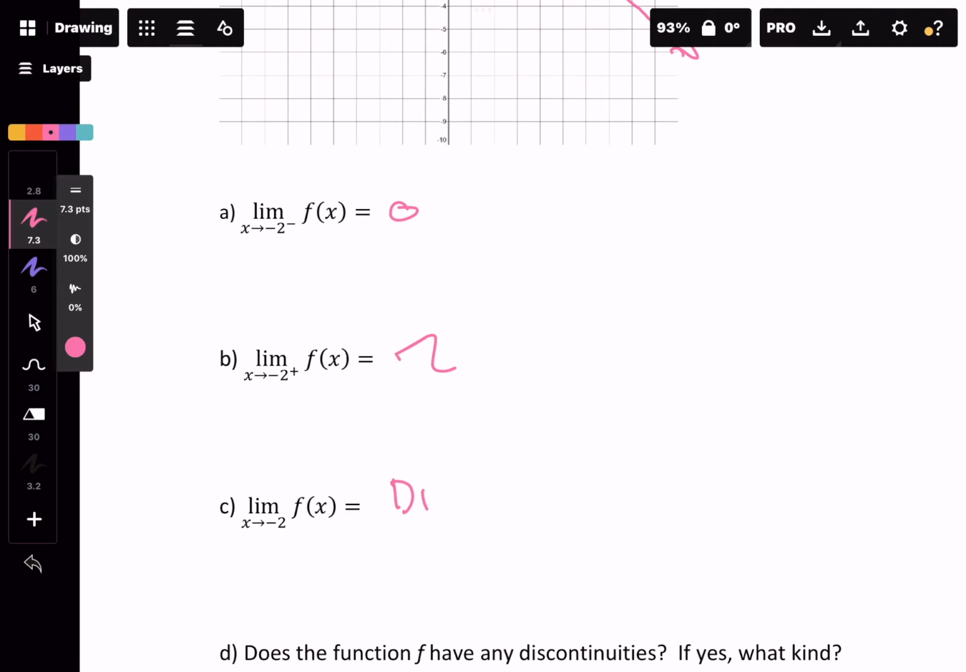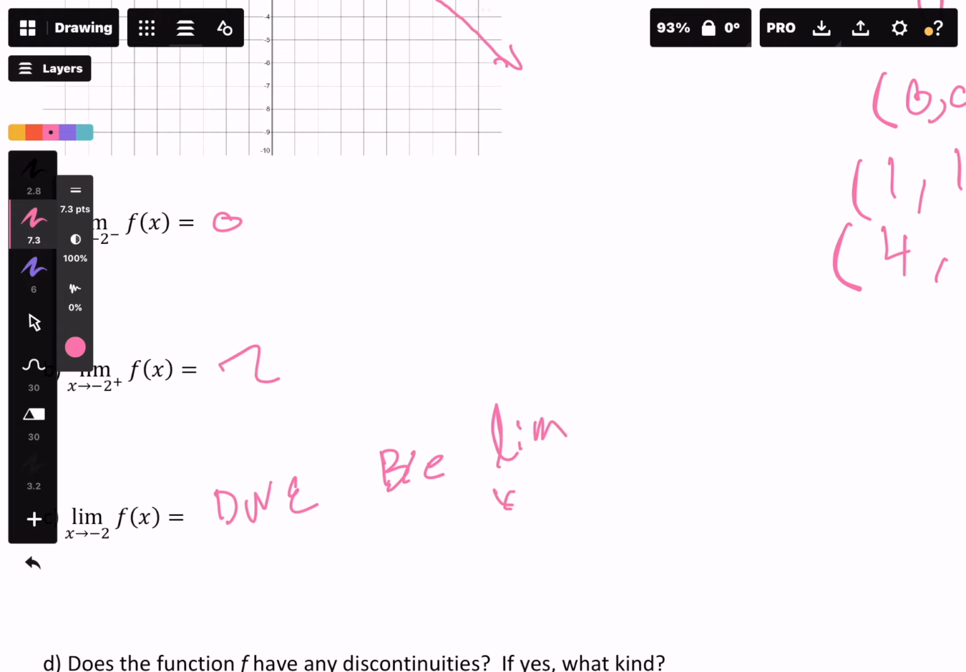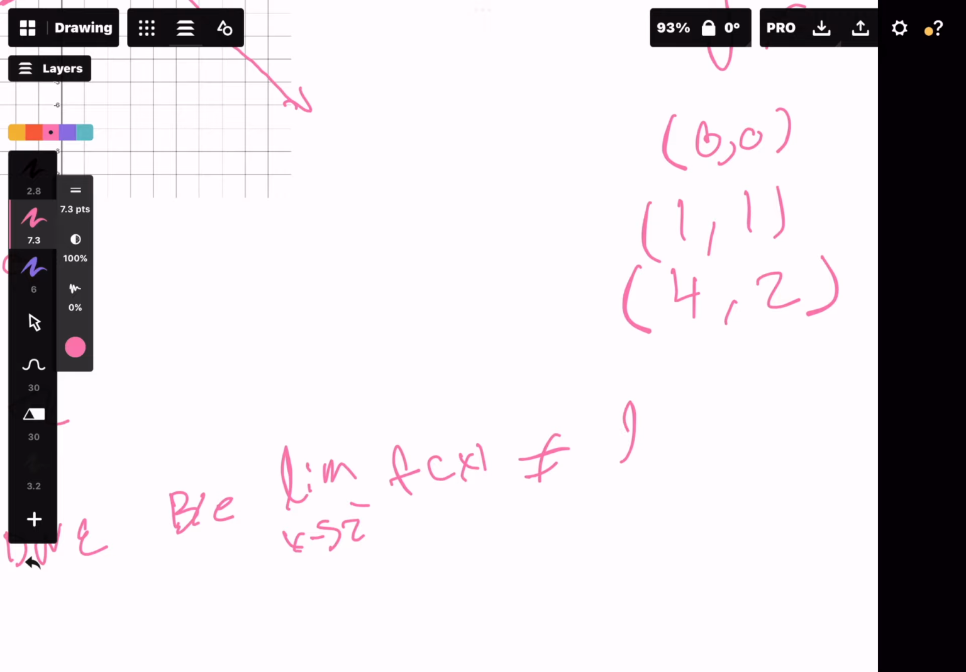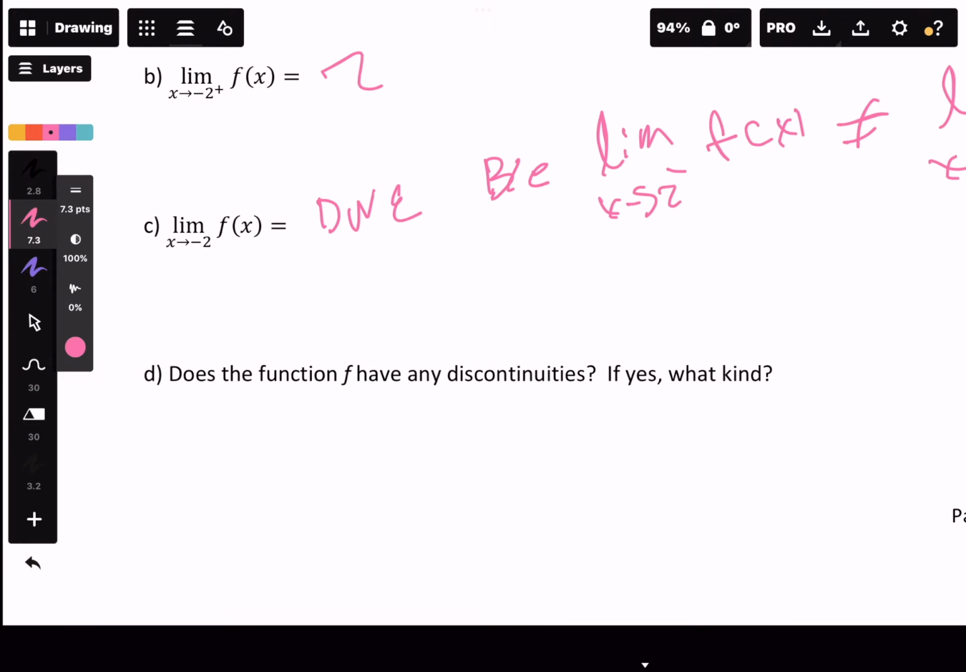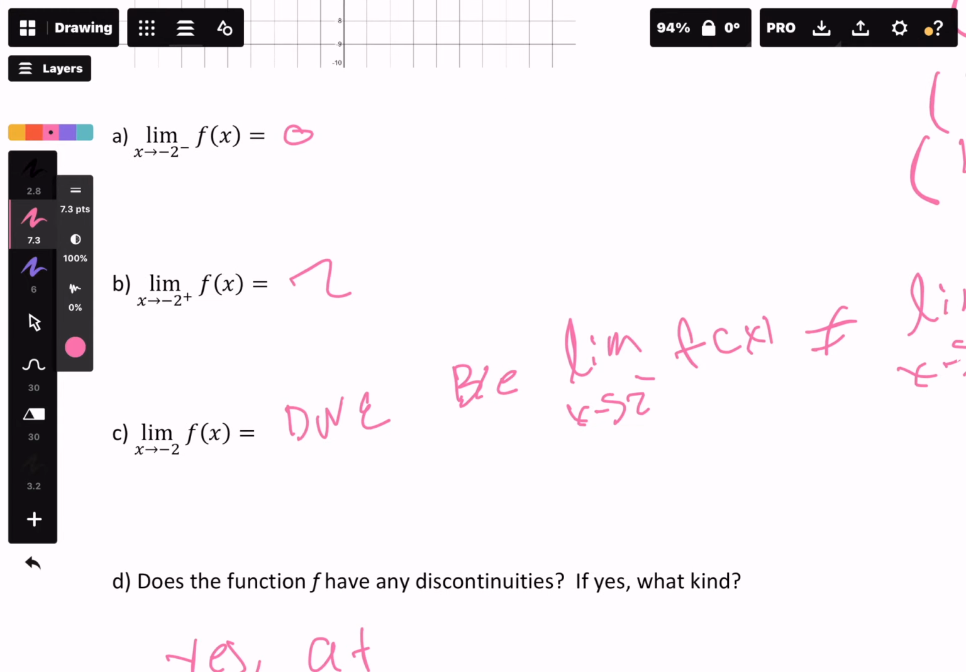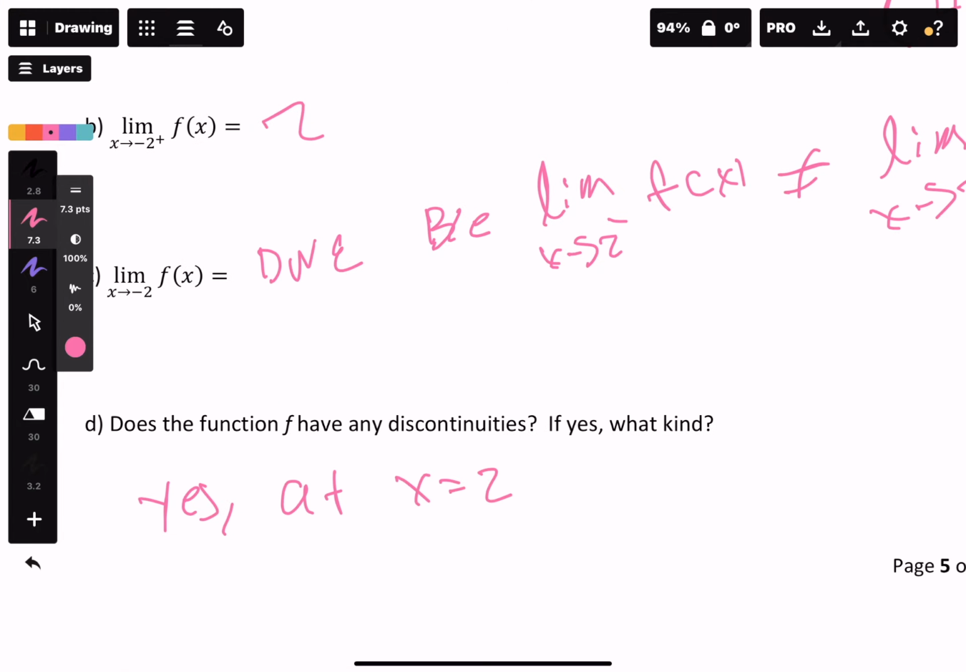And this does not exist because the limit of x approaching 2 from the left does not equal the limit of x approaching 2 from the right. And does the function f have any discontinuities? Yes, at x equals 2. It is a non-removable jump discontinuity.